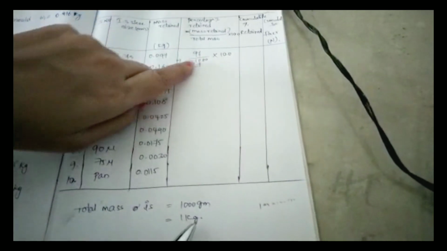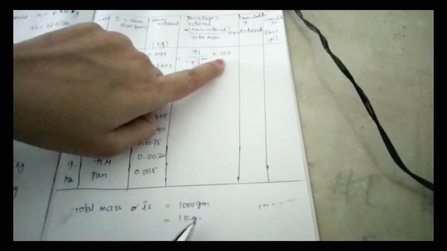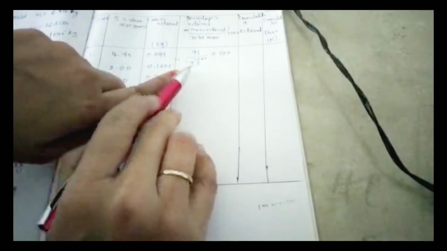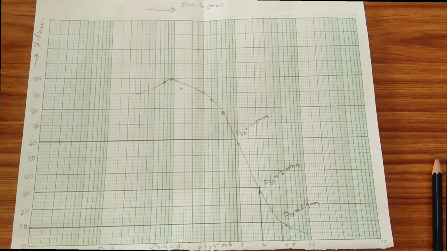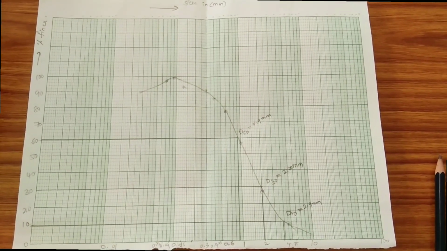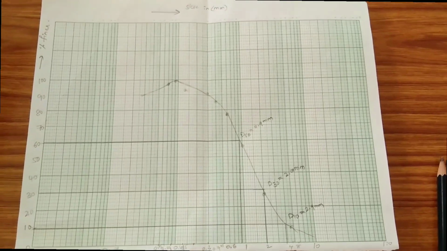We have taken the soil mass in grams, and the total mass is 1000 grams. Kilograms, so I am writing here. Okay, so 97 divided by 1000 grams into 100. Do the total procedure like that and complete the tabular column.